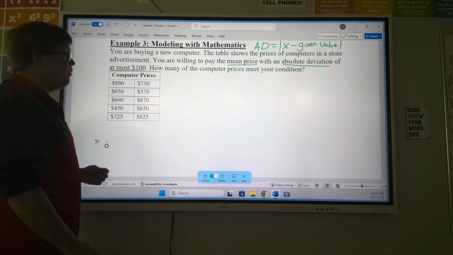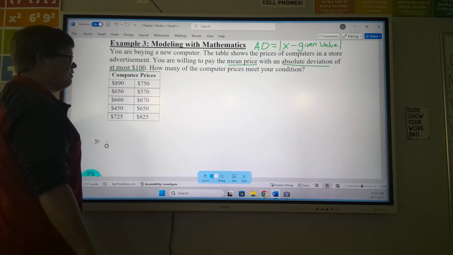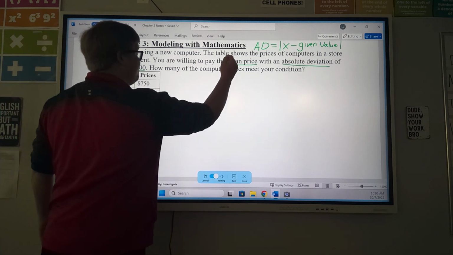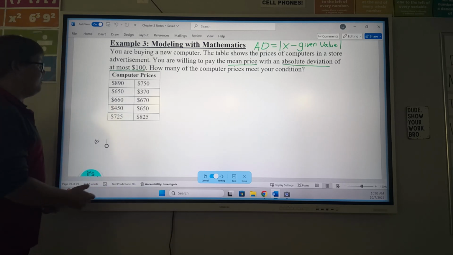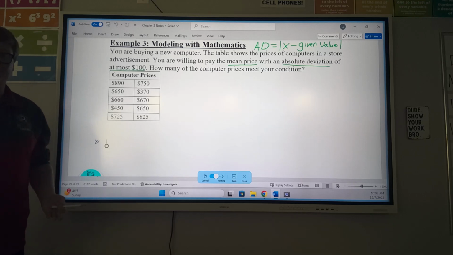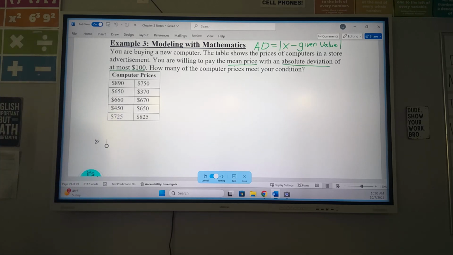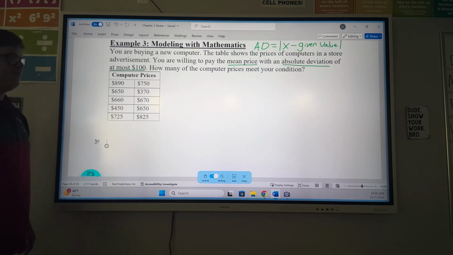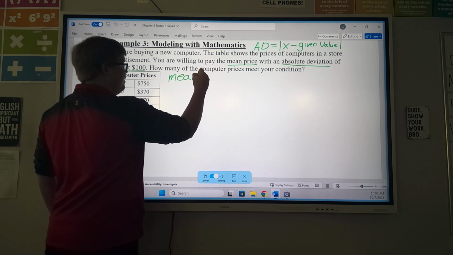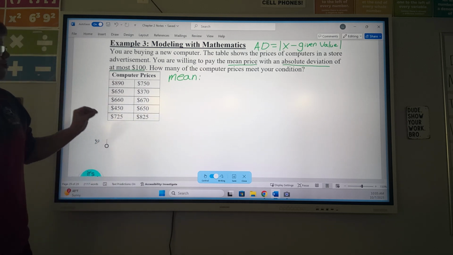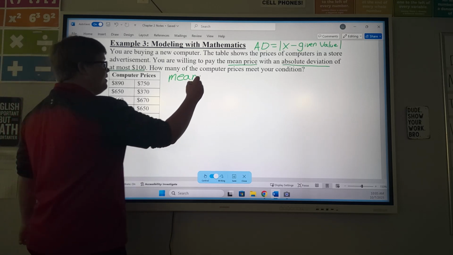So in this situation, we are given absolute deviation, which is 100. And we're given our given value, which is our mean. Do we know what our mean is? No, we have to find it. How do we find mean? It's the average. We need to add all of these together and divide it by the total. Go ahead and do that real quick. Okay. If you did not get the mean yet, go ahead and pause the video, try to make sure you get to the mean, but our mean is going to be 664.